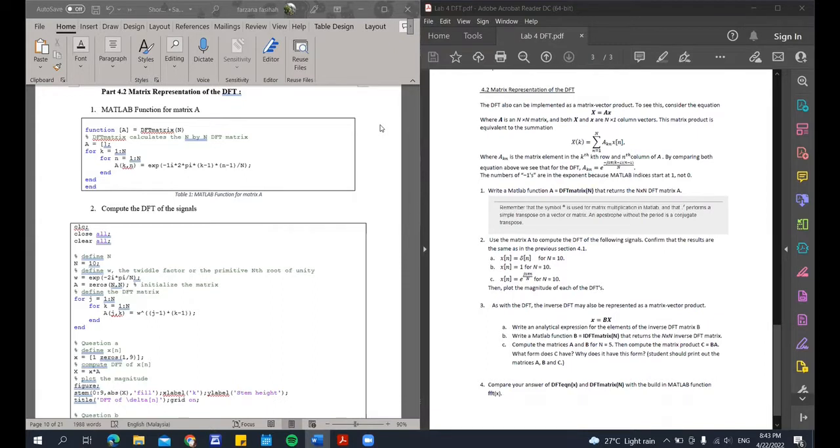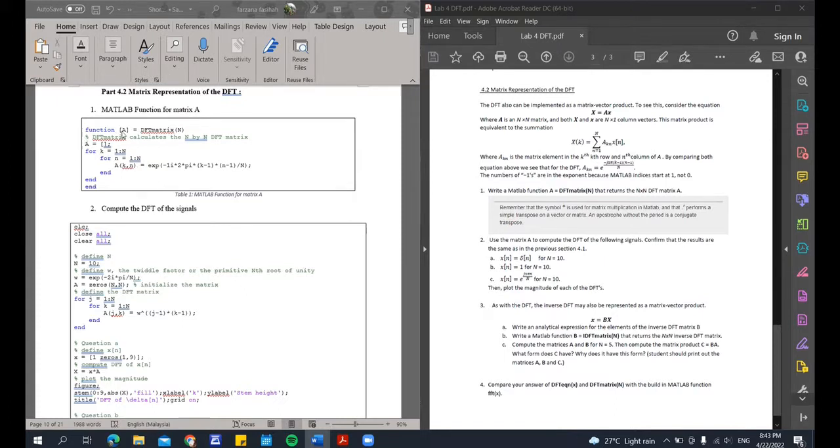I would like to continue the presentation for part 4.2, that is the matrix representation of the DFT. In this part, we have 4 procedures to complete. The first one is to write the MATLAB code for the function A equals DFT matrix N. In this part, we just write the code, no need to simulate.